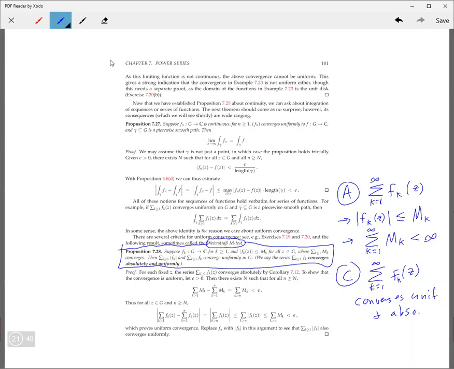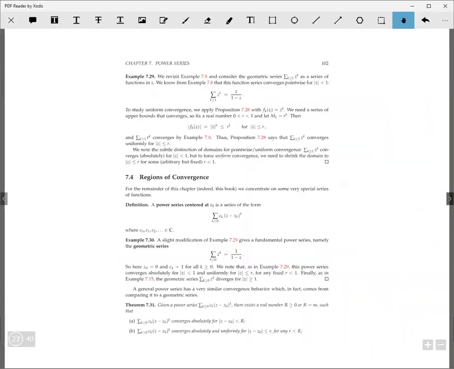Okay, I should note right here, this is for all z in some set. It converges uniformly on the set G. So uniform convergence also deals with a set. It has to do with the set. So that's a really important part of it. So let me give you an example of this. I'm going to go to the homework for that example.